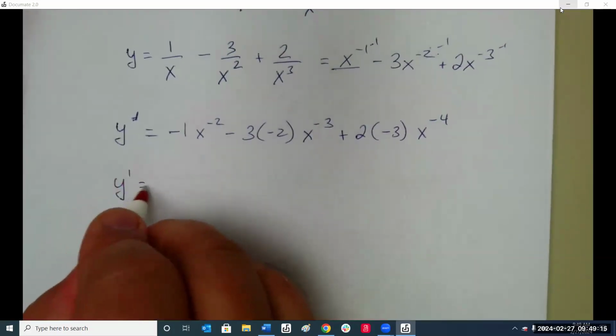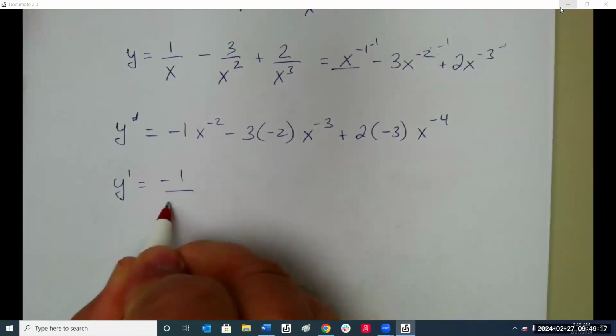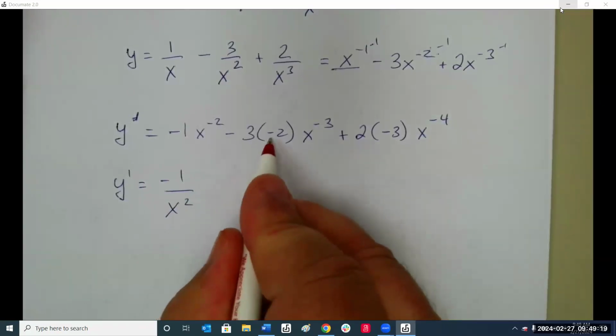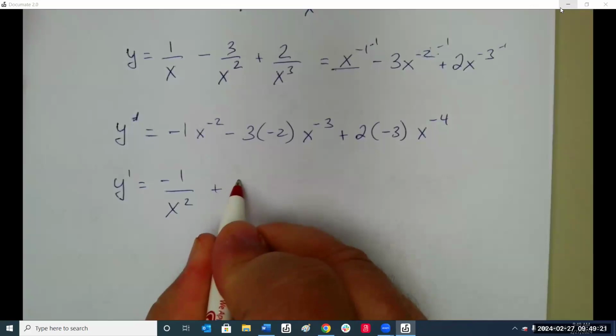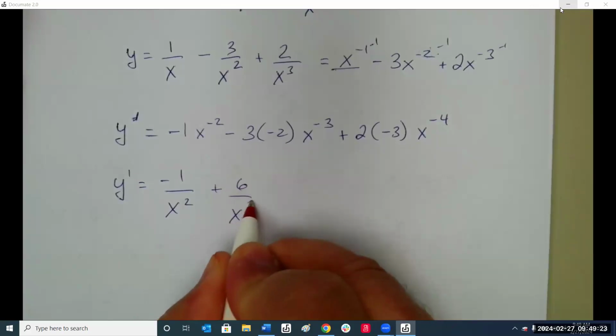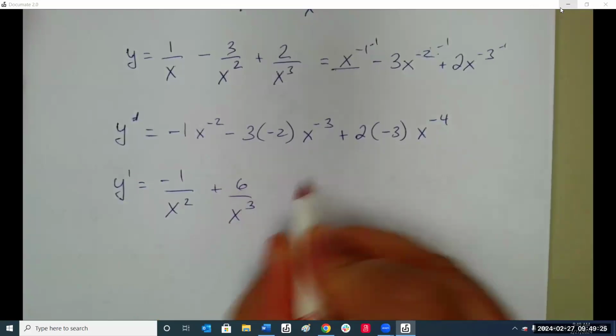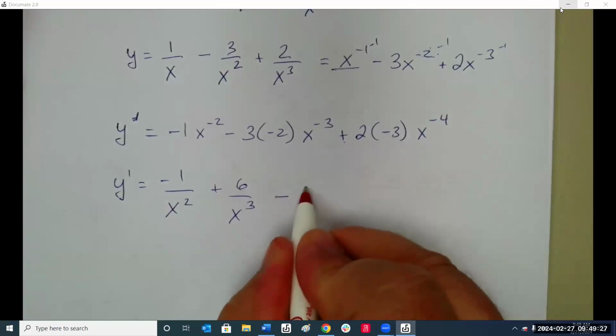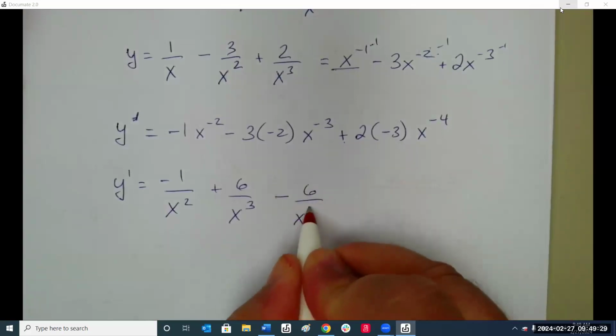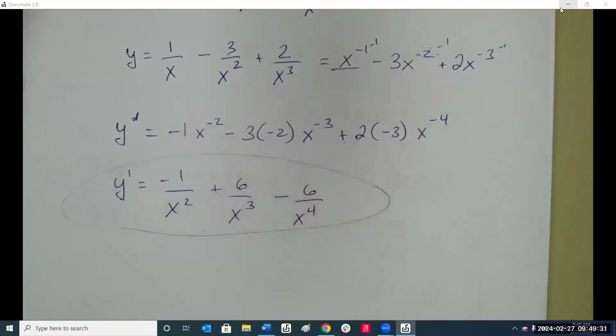So our derivative becomes negative 1 over x squared. Negative and negative is a positive 6 over x cubed. Positive and negative is a negative 6 over x to the fourth. And there's our derivative. Again, you can use any method you want to, but that should be the answer you come up with.